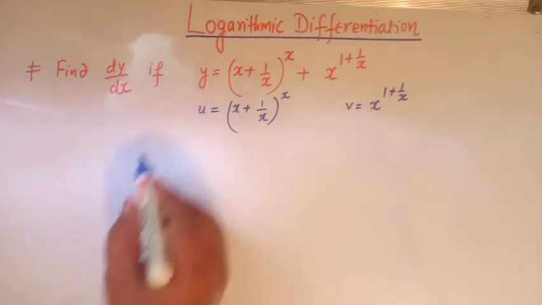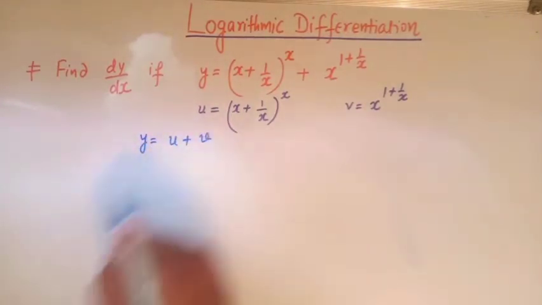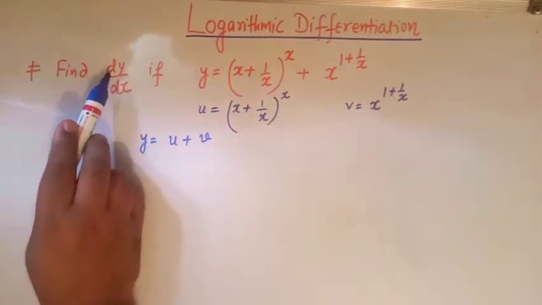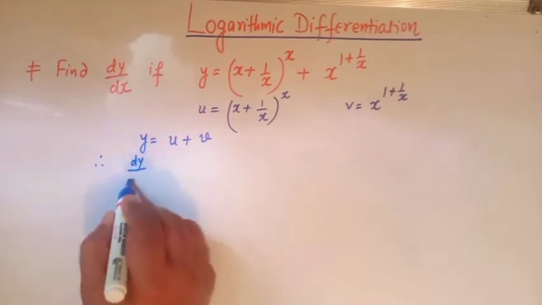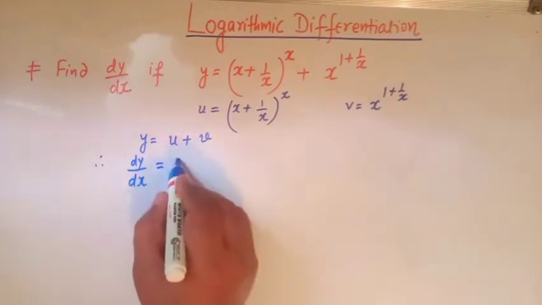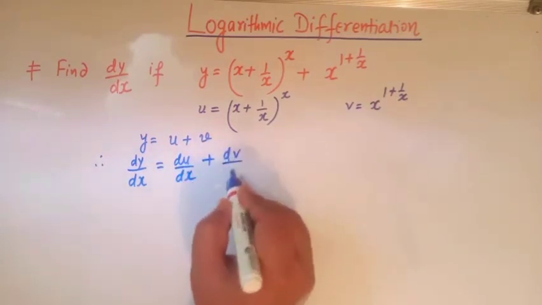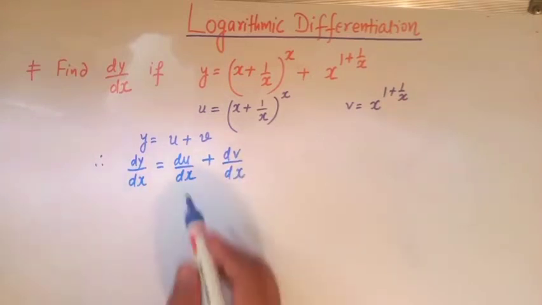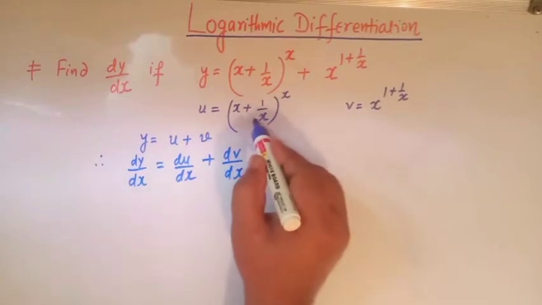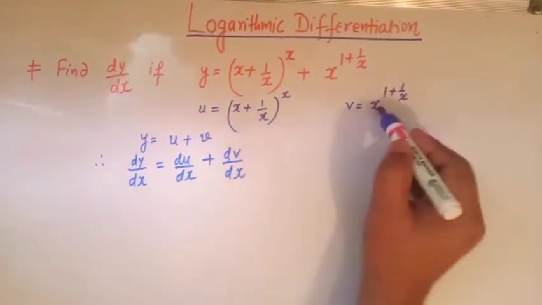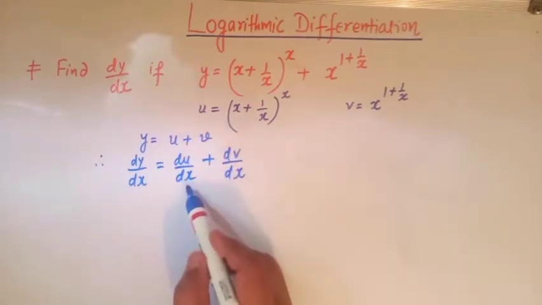Now this function y becomes u plus v, right? Now we have to find the derivative of y with respect to x. So therefore we'll find dy/dx is equal to du/dx plus dv/dx. Now our aim is to find du/dx from this function and dv/dx from this function. So let us first find du/dx.